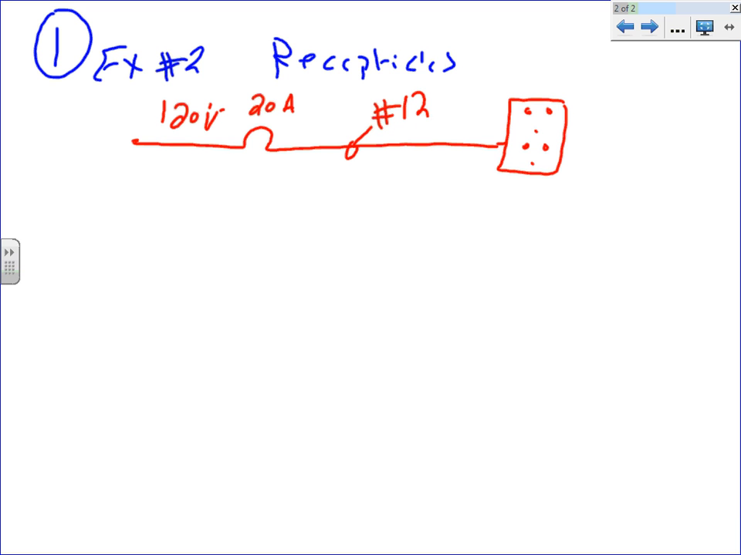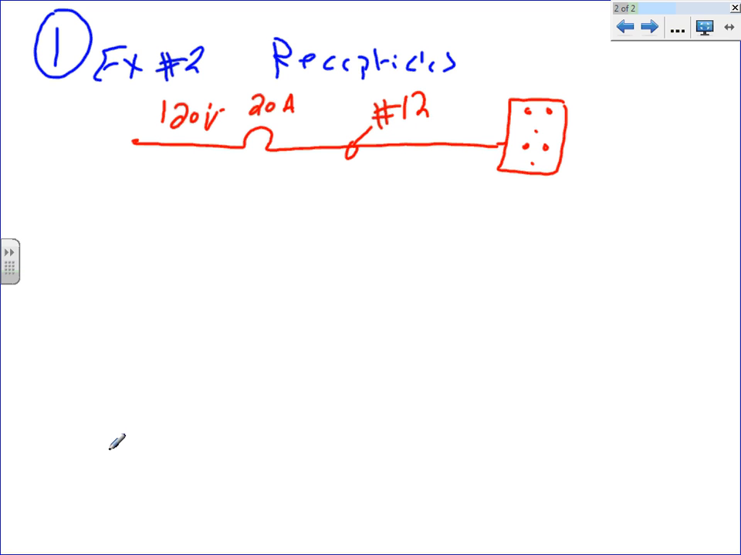See how I'm looking at it differently now. Instead of sizing the cable and the overcurrent protection device, we're going to size how many receptacles. Receptacle circuits, guys, are always 20 amp in a commercial building. How many of them can I put on one circuit?